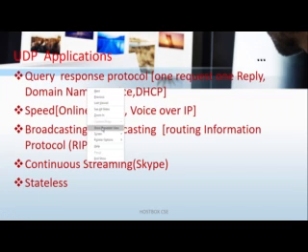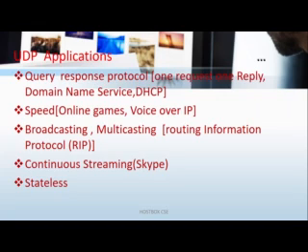Here, query response protocol: one request, one reply. For example, I have a MAC address and I ask what my IP address is. Whenever I make the request, the protocol gives the reply easily. That is called a query response protocol. So UDP applications are handled with the help of the domain name service as well as DHCP.